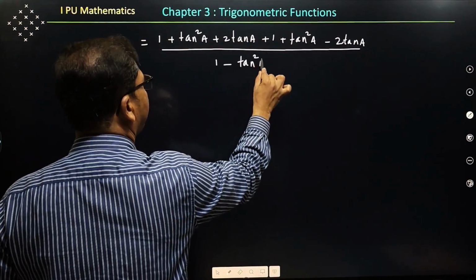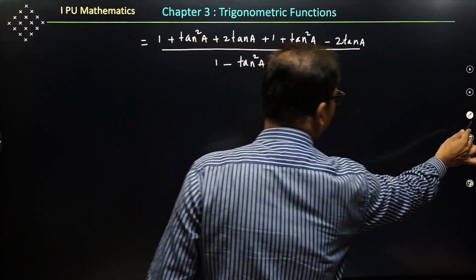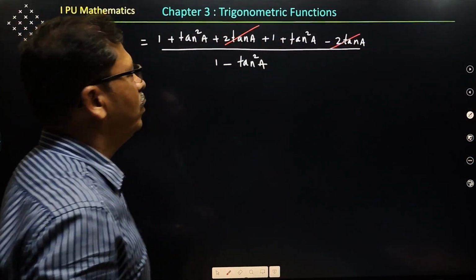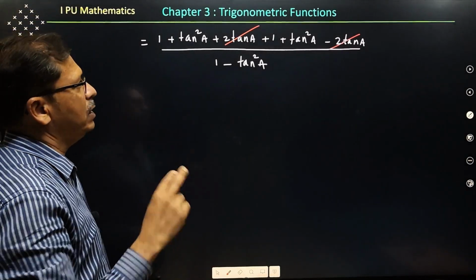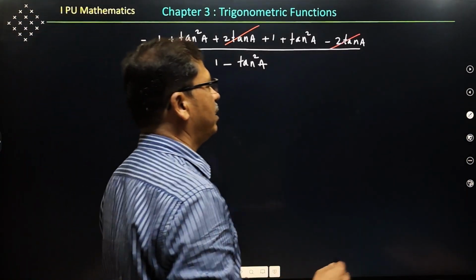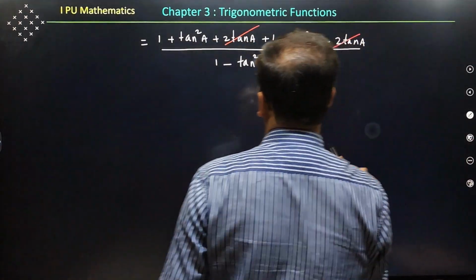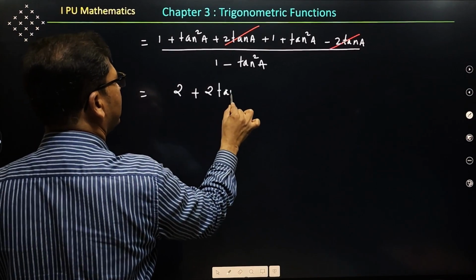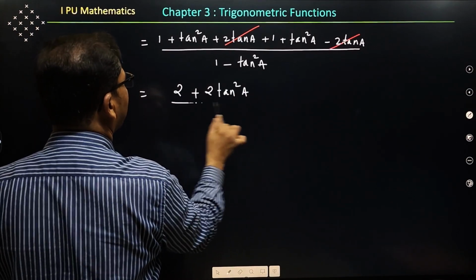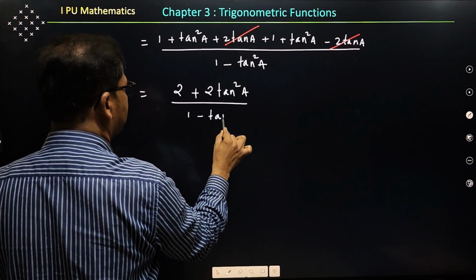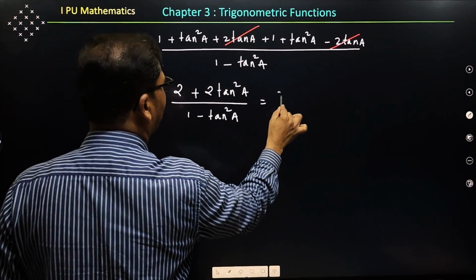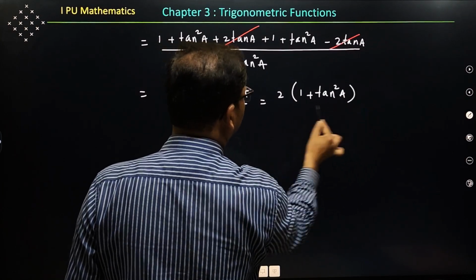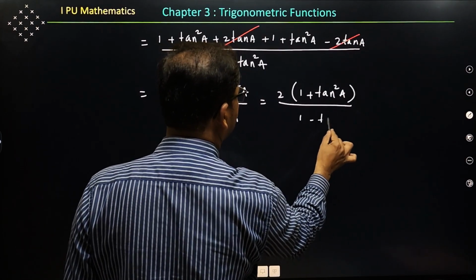See what happens. We can eliminate plus 2 tan A and minus 2 tan A. 1 plus 1 leads to 2, tan square A plus tan square A leads to 2 tan square A. This is equal to 2 plus 2 tan square A divided by 1 minus tan square A remains. Okay, take 2 common, remains what? 1 plus tan square A divided by 1 minus tan square A.